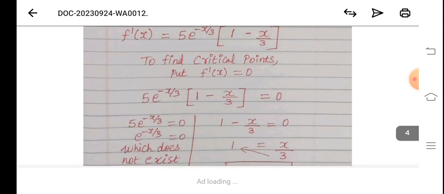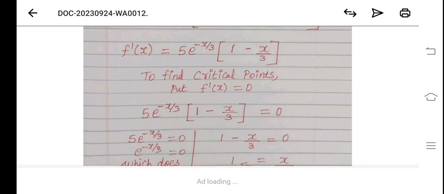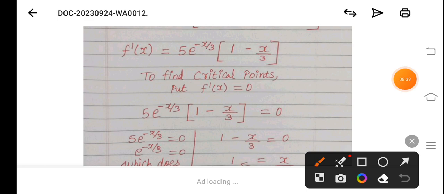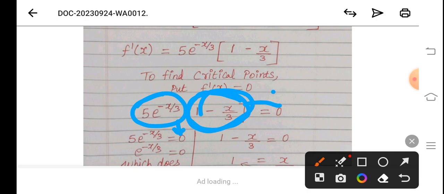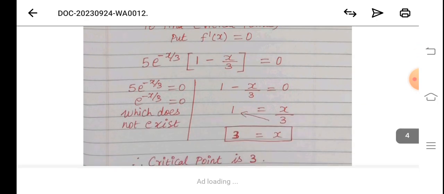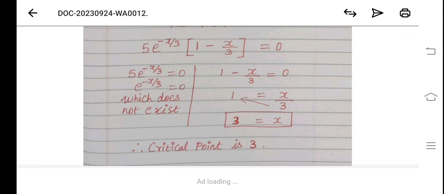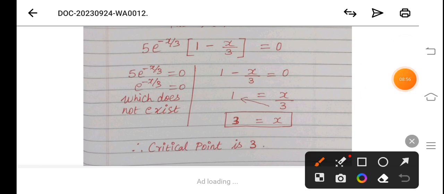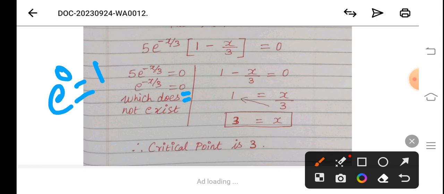So to find the critical points, we want to put f dash of x equals to 0. So 5 e power minus x by 3 into 1 minus x by 3 equal to 0. So 5 e power minus x by 3 I should equate with 0, and 1 minus x by 3 also I should equate with 0. Because it is multiplication. But it's not necessary that both are equal to 0, because e power anything, we won't get 0 at all. Even e power 0 you get only 1. So an exponential function never gives 0.